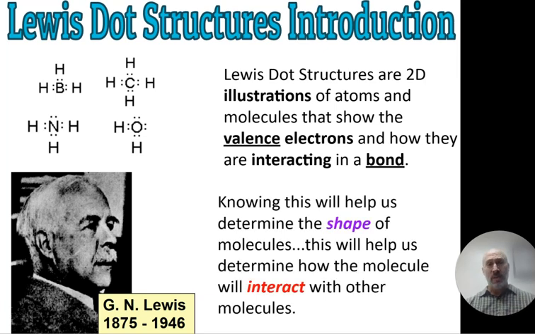Now, once we can do this, and here are some examples up on the left of what a Lewis dot structure would look like, it allows us to determine the shape of a molecule. And that shape is super important because it will help us figure out how molecules interact with one another. So you can see these up here have different shapes, and guess what? You're going to be learning those.